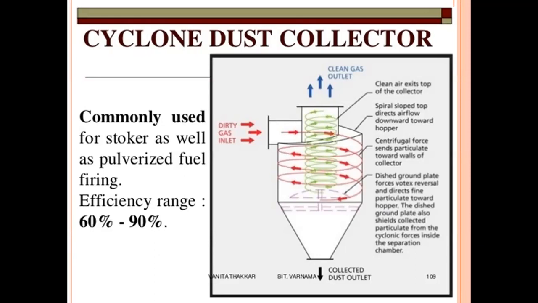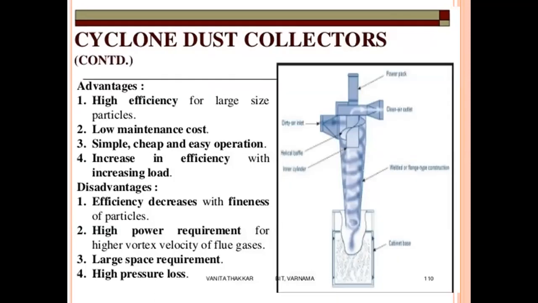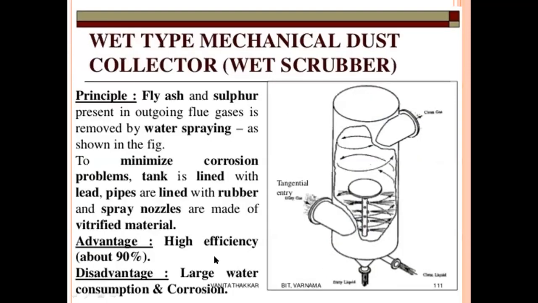We can see a cyclone dust collector. Cyclone dust collector advantages: high efficiency for large size particles, low maintenance cost, simple, cheap and easy operation, increase in efficiency with increased load. Disadvantages: efficiency decreases with fineness of particles, high power requirement for high vortex velocity of flue gases, large space requirement, high pressure loss.